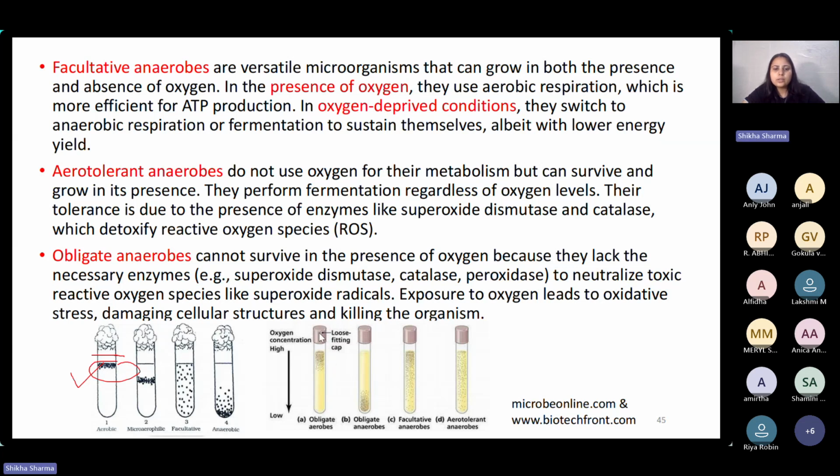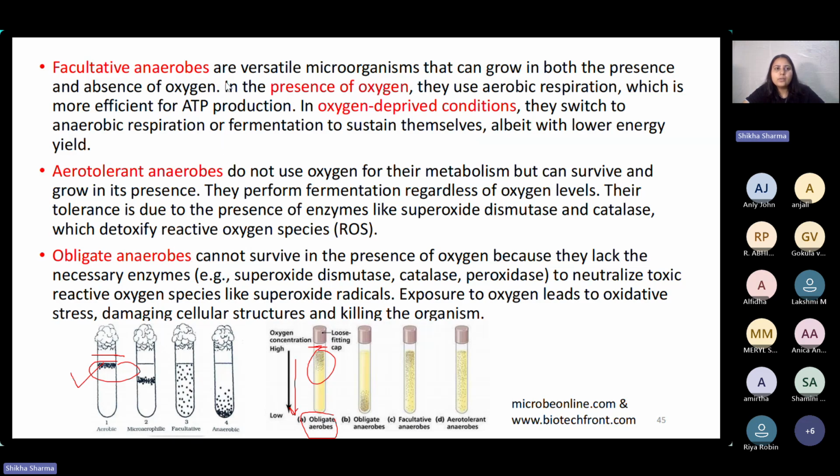So if we see, because there is some oxygen in the upper atmosphere, oxygen concentration will be high at the top and low at the bottom. So obligate aerobes will grow at the top surface.